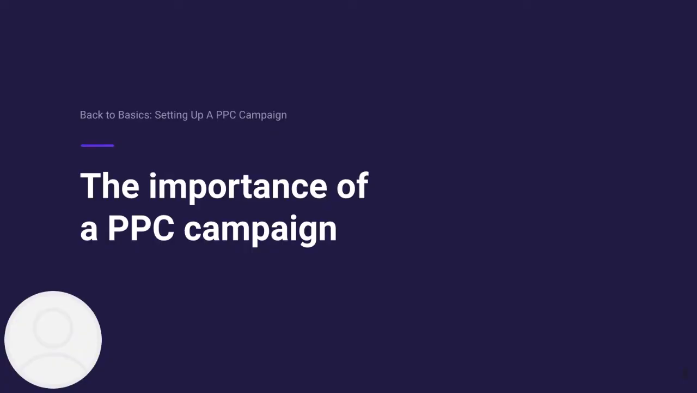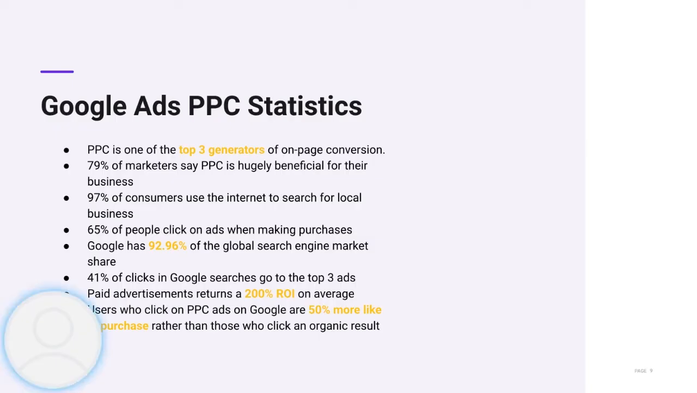So now, the importance of a PPC campaign. I have a few Google Ads PPC statistics, specifically for Google Ads, since this is what we'll be setting up today. PPC is one of the top 3 generators of on-page conversion. 79% of marketers say PPC is hugely beneficial for their businesses. 97% of consumers use the internet to search for a local business. 65% of people click on ads when making purchases.